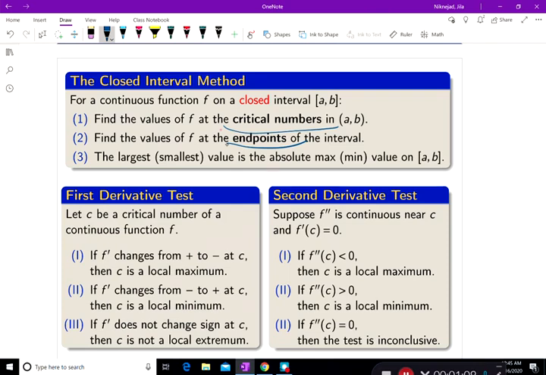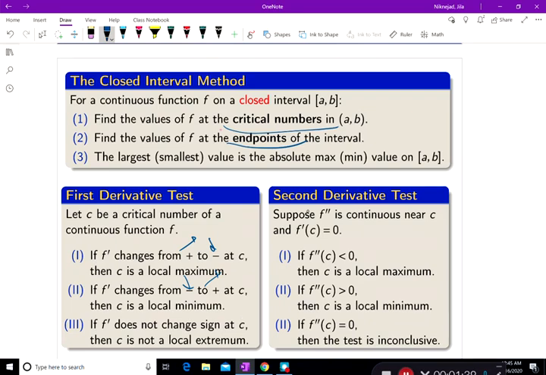Then we may use the first derivative test. Let C be the critical number of a continuous function. If f prime changes from positive to negative, then C is a local maximum. If f prime changes from negative to positive, then we have a local minimum at C, and if it doesn't change, we don't have any extremum.